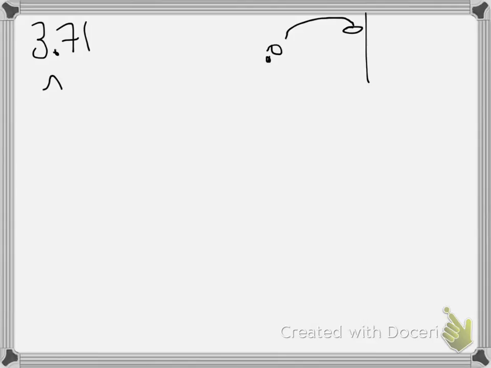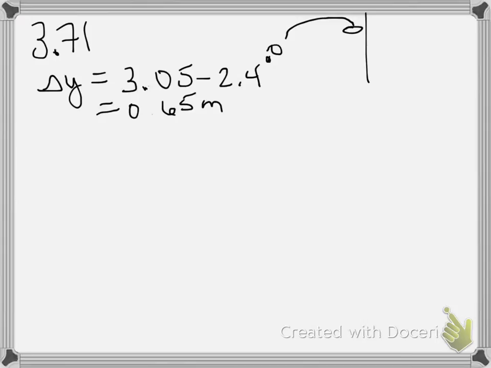Based on the information that's given, for me, delta y is 3.05, which is the height of the rim, minus 2.4, which is the height of the player's arm, or where the ball leaves from. So that's 0.65 meters. And the question is, how far was the player if he made the basket?